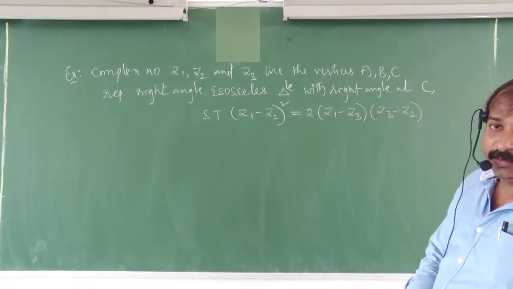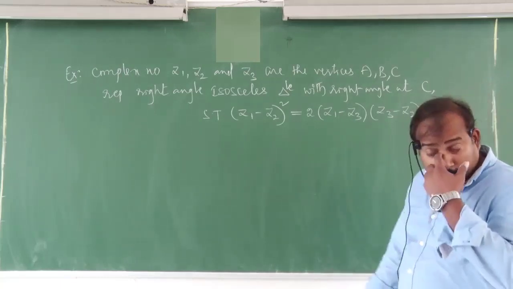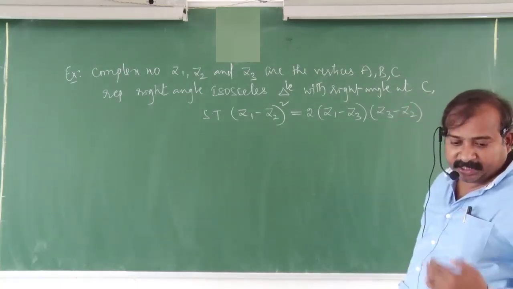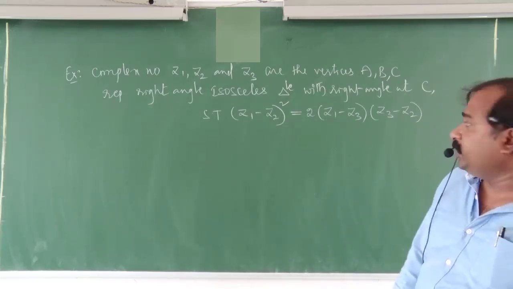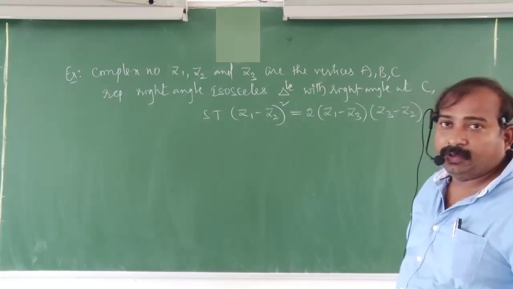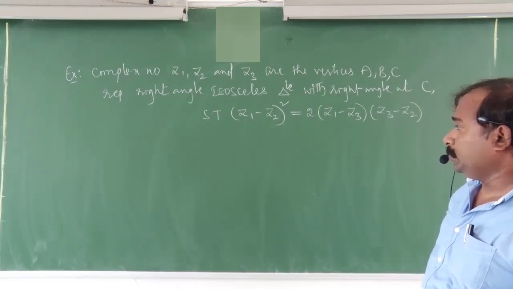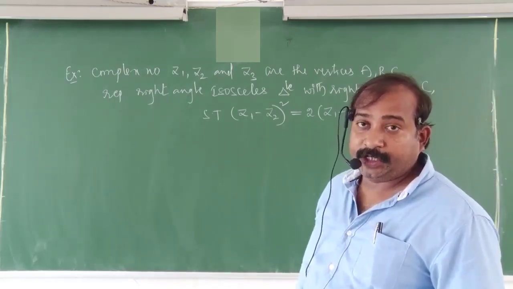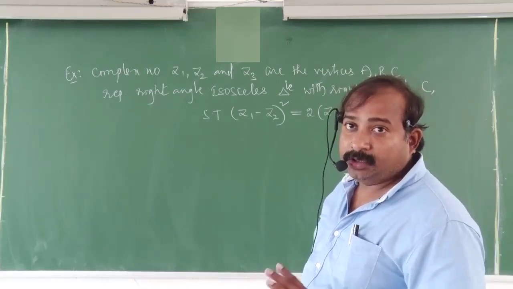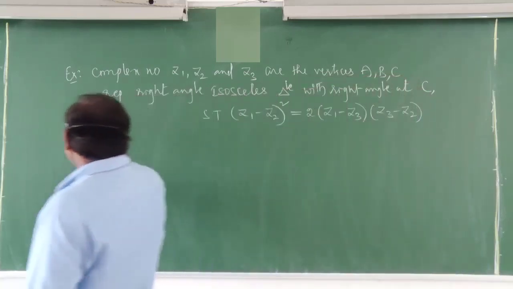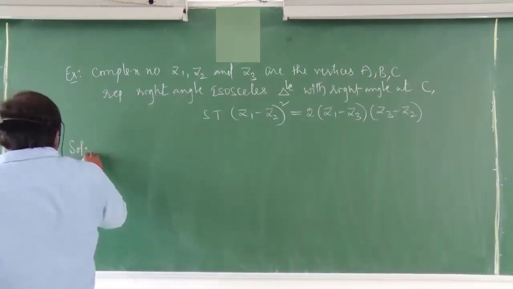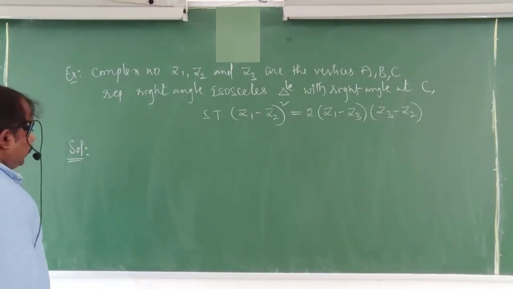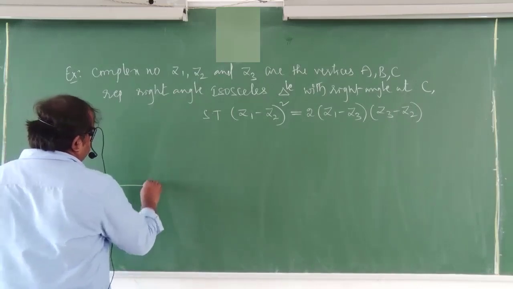From the IIT point of view, this is a subjective bit. Listen. This is the complete bit they gave, and we can derive the whole thing with the help of the rotation theorem only. With the help of the rotation theorem only, we will derive this value. According to the given data, C is the right angle of the triangle, and it is isosceles.